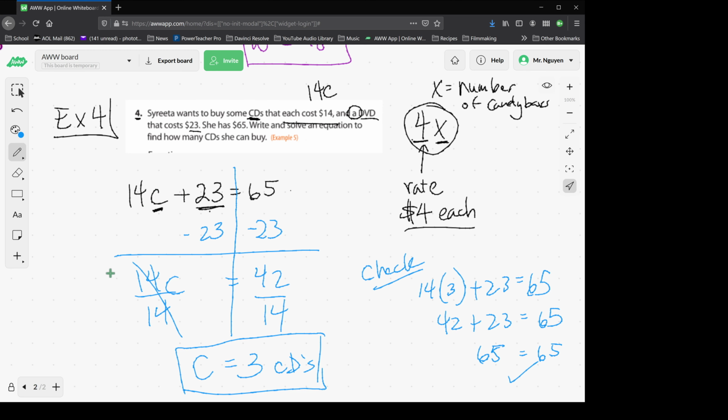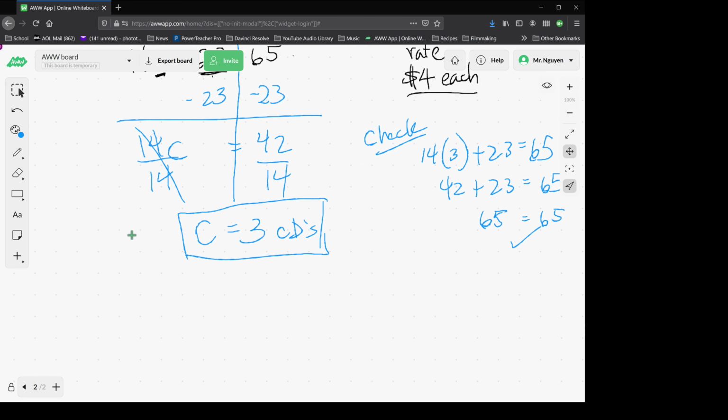So here's your homework assignment. I'm going to post it onto Google Classroom so you can see it. But if you don't see it, it's basically on pages 473 through 475, all odds. That's your homework.